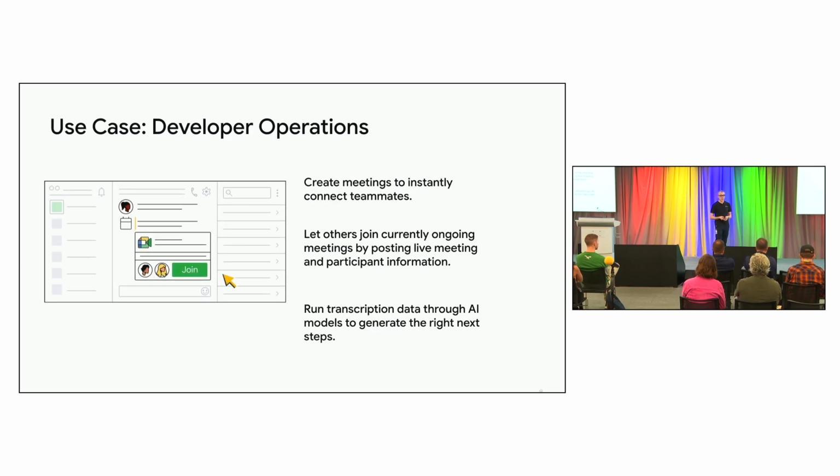And finally, as a developer, I might want to create instant meetings. So I might want to call that API immediately. Maybe I want to do a sprint retrospective or a daily stand-up with my teams. I want to be able to get those meetings set up and going immediately.